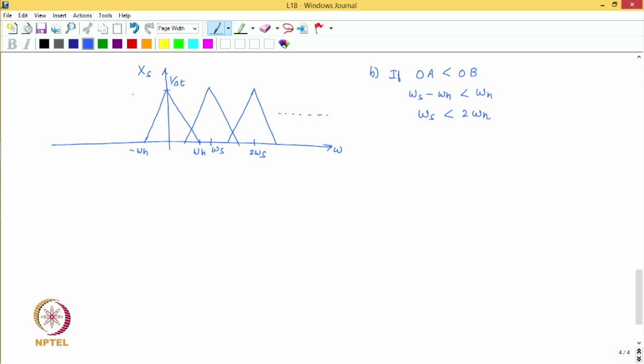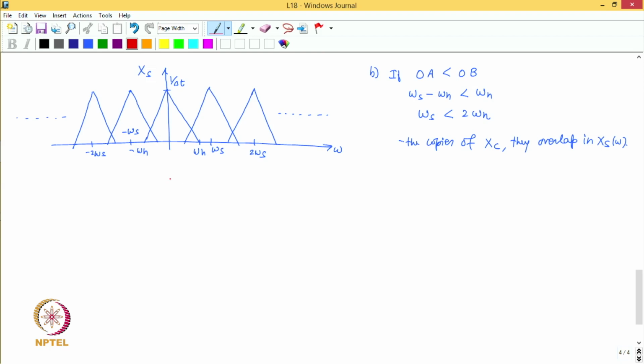So, on this side also there will be overlap like this, and this is nothing but minus omega s, and then we have omega plus 2 omega s, which will be located at minus 2 omega s, and then this will continue here like this. So, what we see is that now the copies of Xc overlap in Xs omega, right.